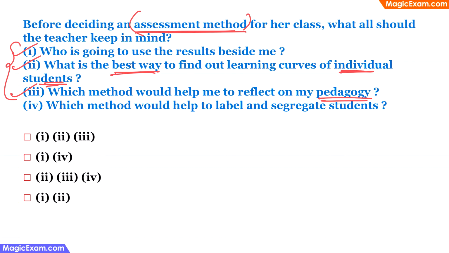Now the last one, which says which method would help label and segregate students. This is an absolutely incorrect statement, because you should never label students. That is, you should never say that these students are smart, these students are dull, or these students are dumb. Therefore, labeling is discouraged, and segregation is also discouraged. That is, you should not put all the high scoring students into one group and all the lower scoring students into one group and segregate them like that. Therefore, labeling and segregation is incorrect. Therefore, the correct answer here is 1, 2 and 3.